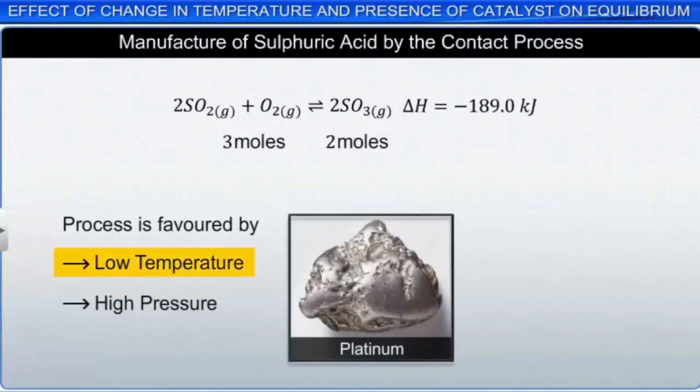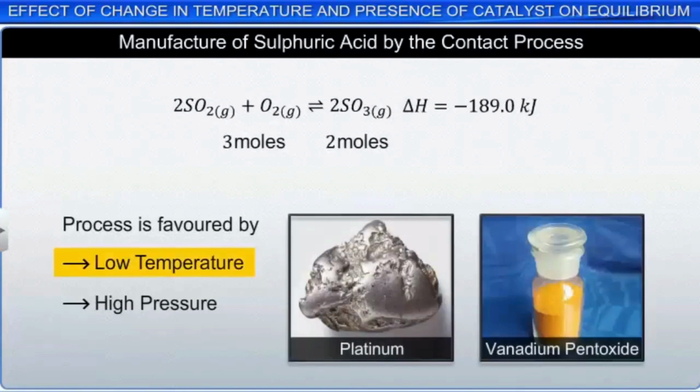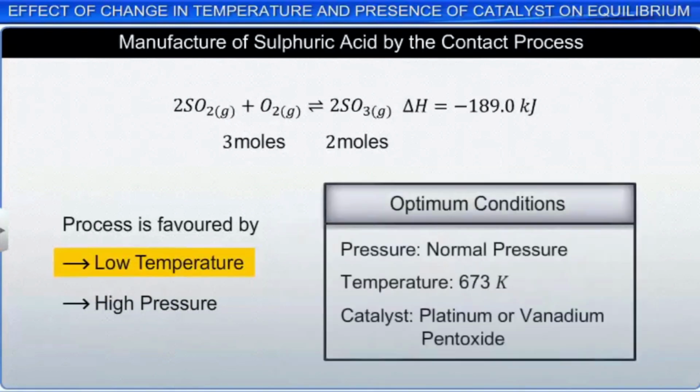The optimum conditions used for the industrial synthesis of sulfur trioxide are normal pressure, a temperature of 673 Kelvin, and a catalyst such as platinum or vanadium pentoxide.